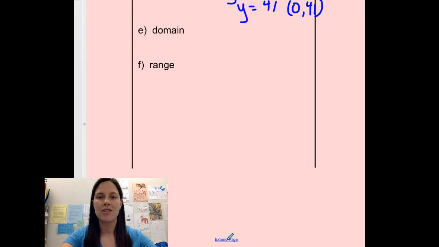Domain and range. Domain for all quadratic functions always is all real numbers. And the range, y. This time our graph opens up, so it's greater than or equal to the y-coordinate of our vertex.